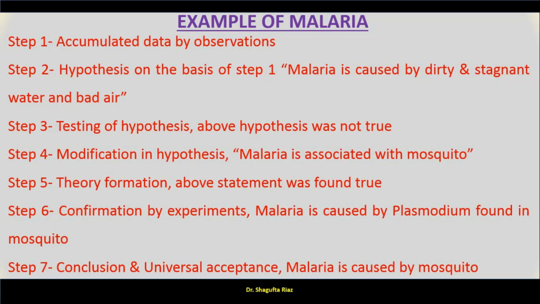The mosquito bites the human, and the plasmodium from the mosquito gets into the body of the human being, and it causes malaria in the human, right? And after this conclusion, universal acceptance was given to this hypothesis that malaria is caused by the mosquito. We know that it is a universally accepted theory that malaria is caused by the mosquito, and we can very easily test it by a simple blood test. Whenever human beings get malaria, they have plasmodium in their blood.